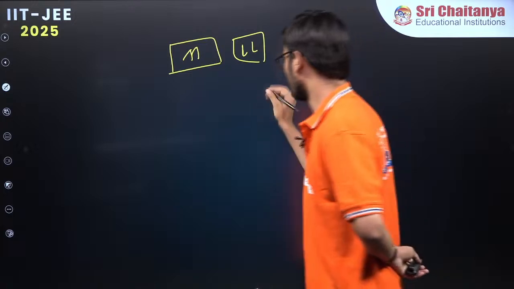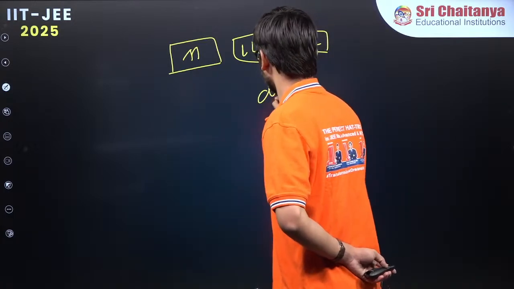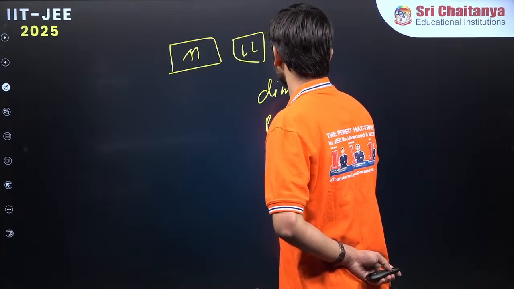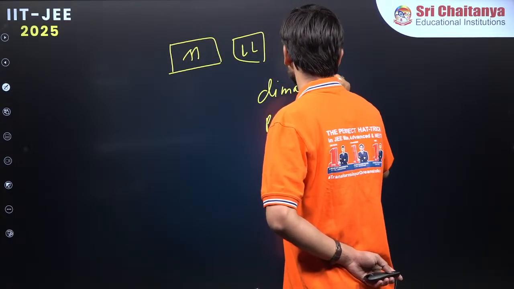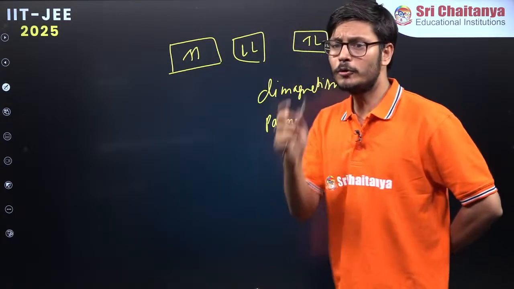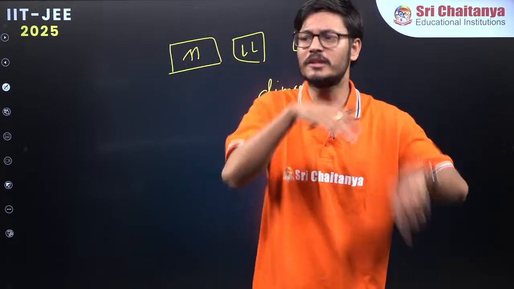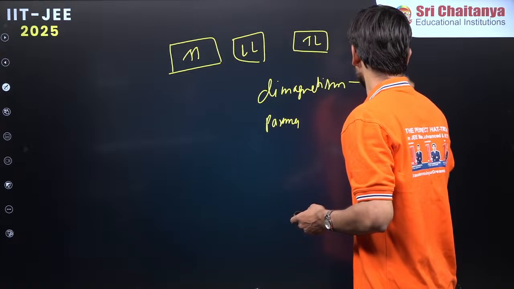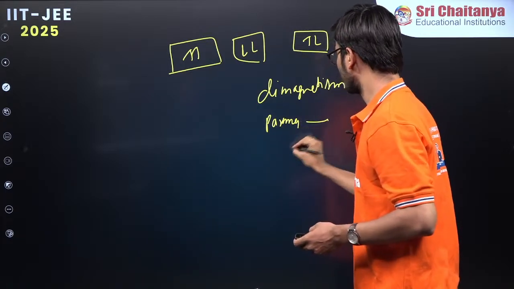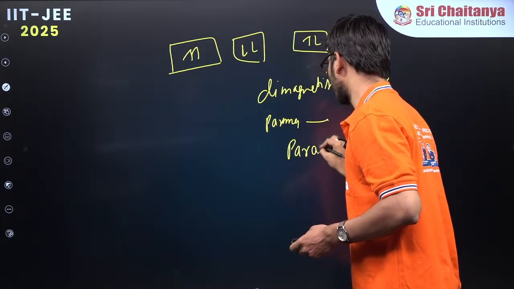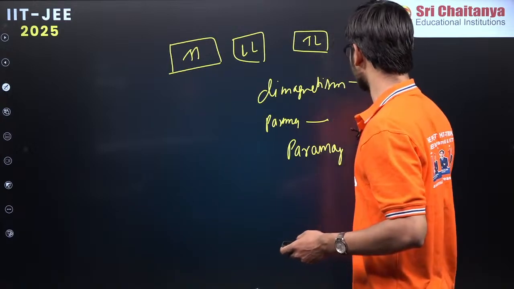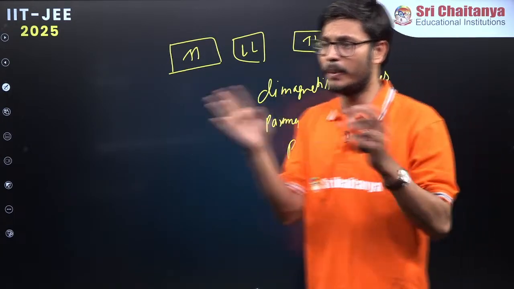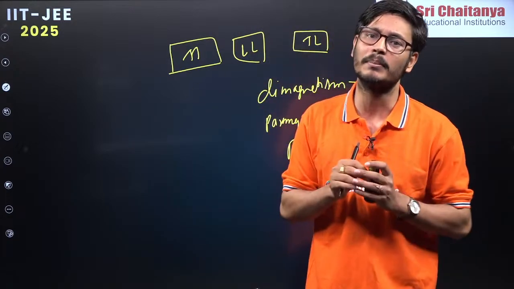I'll explain quickly. What is diamagnetism and what is paramagnetism? Diamagnetism means if you throw an object into a magnetic field, repulsion will happen. What is paramagnetism, sir? If you throw an object into a magnetic field, attraction will happen. Diamagnetism, repulsion happens. Paramagnetism, attraction happens.